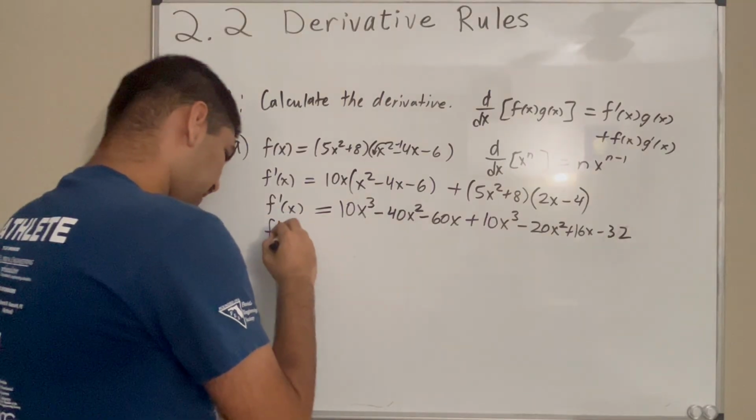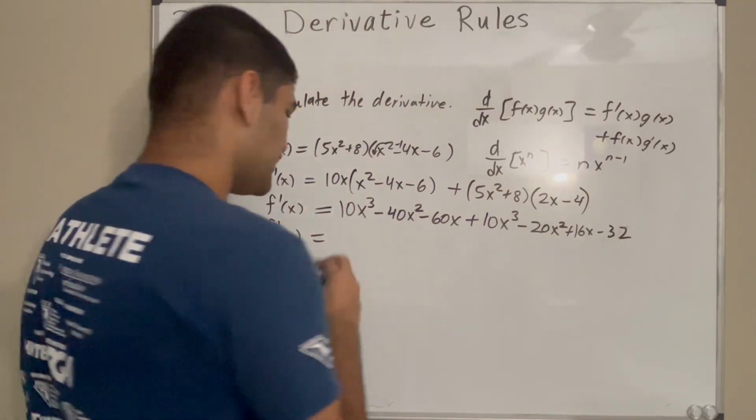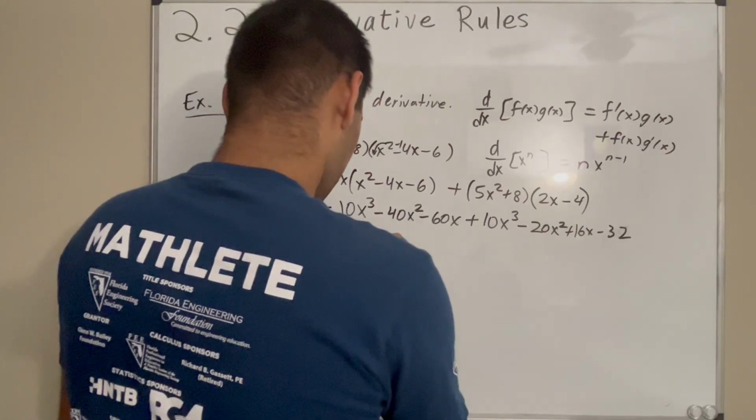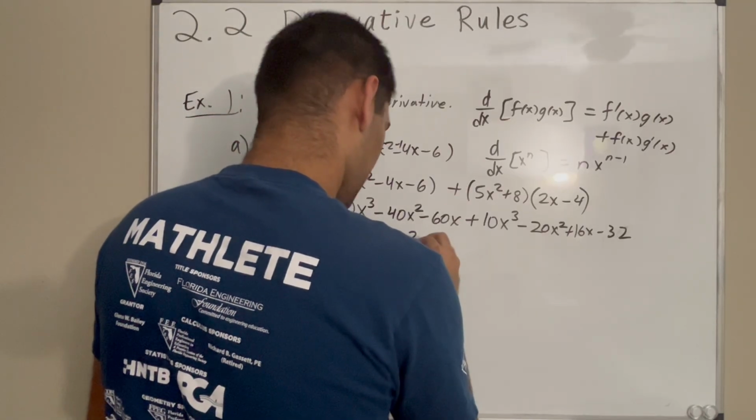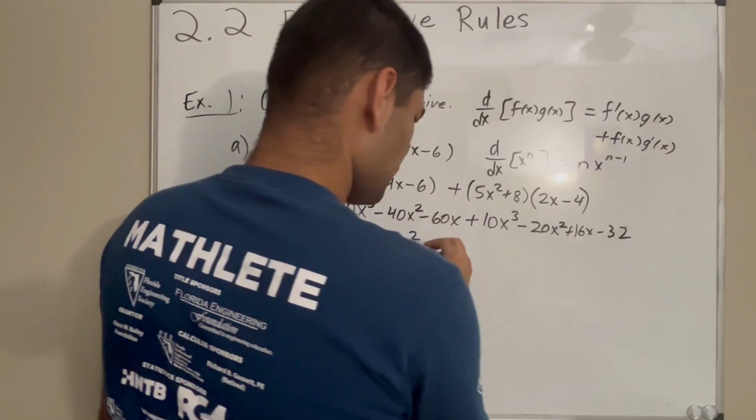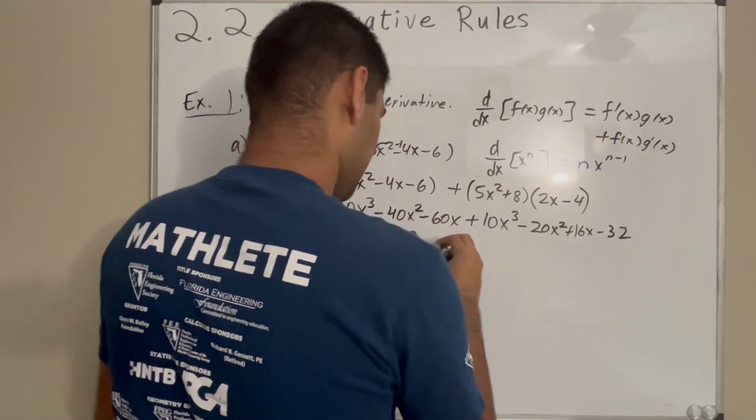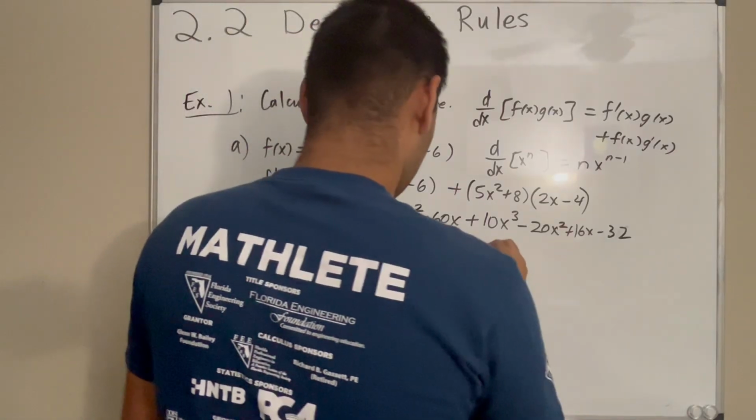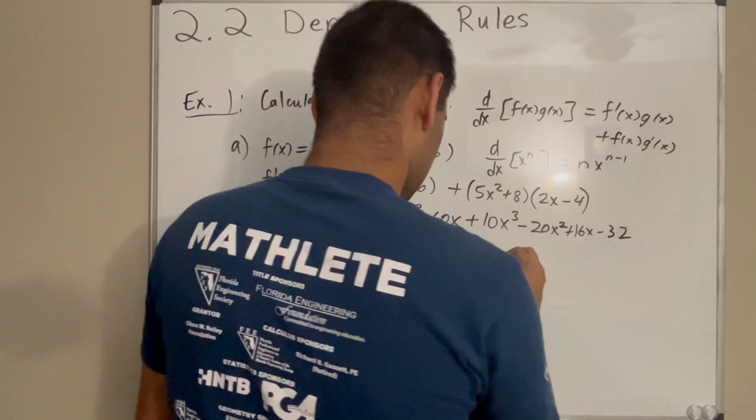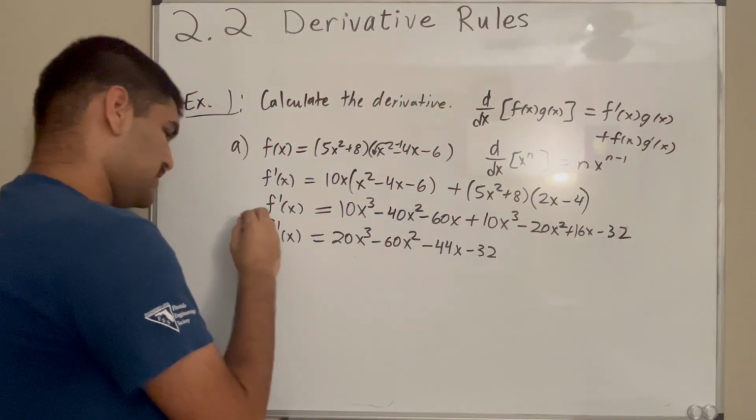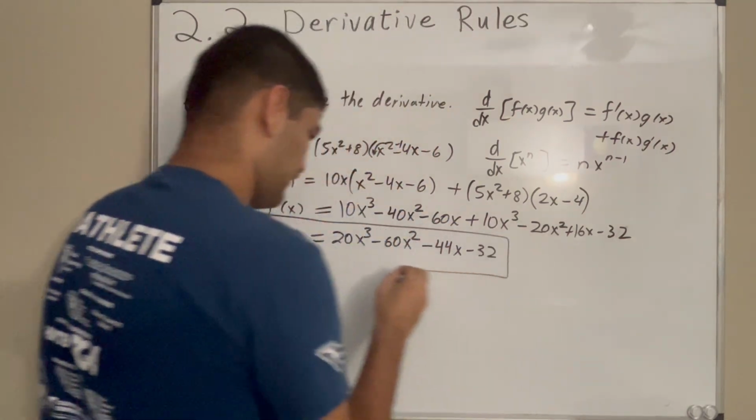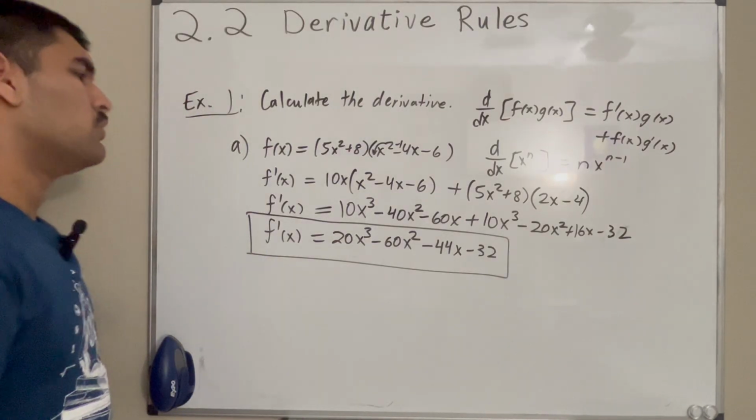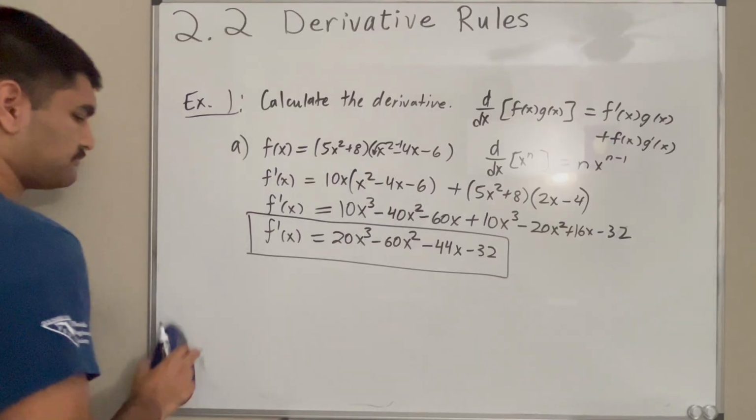And then finally, we can combine like terms. So we get 20x cubed. Let's see, minus 60x squared. Minus 60 plus 16. So I believe that's minus 44x. And then minus 32. So this is the derivative of f. Okay. Cool. All right, let's do another one.